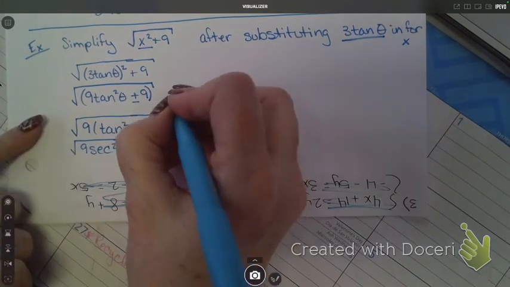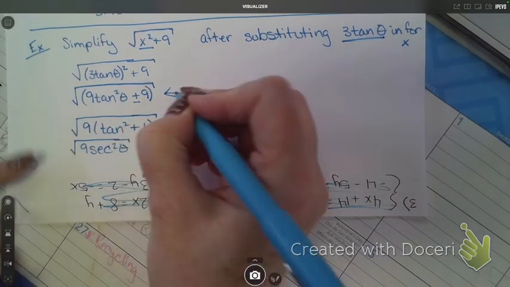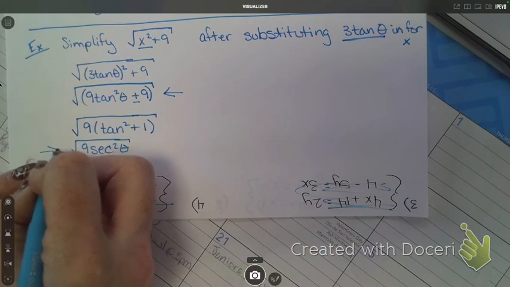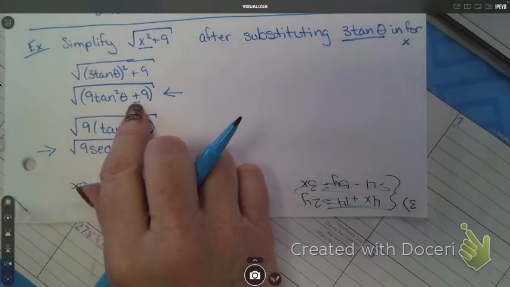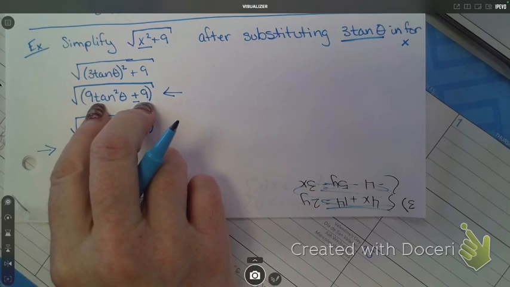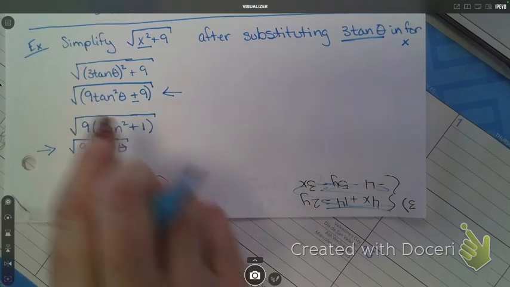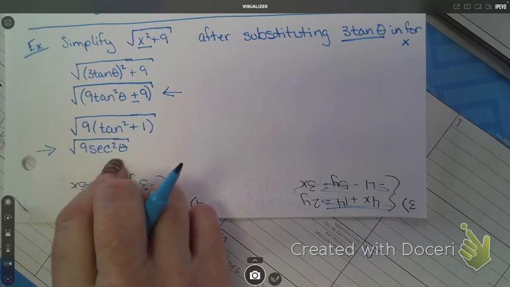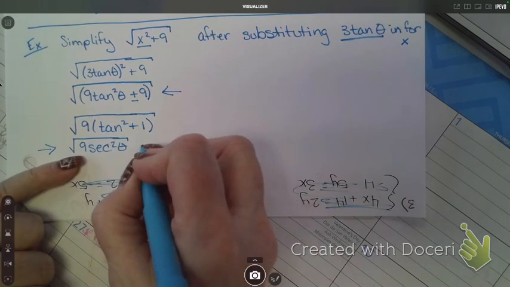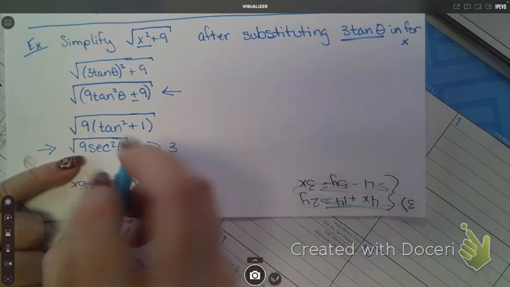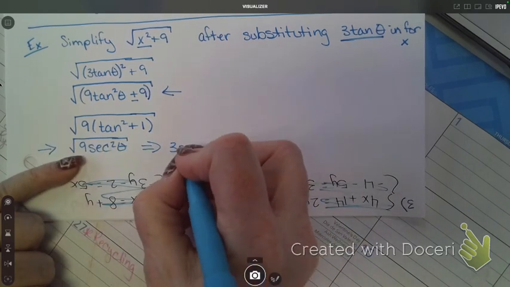What's the difference between up there and right here? It's not a quantity anymore, is it? It doesn't have that addition problem. We can't add these two things as they are, because we don't know theta. But can we multiply them all day? Yes. So what's the square root of 9? 3. What's the square root of secant squared? Secant.